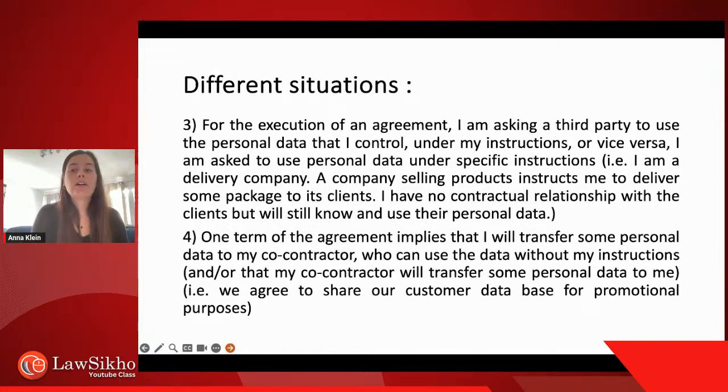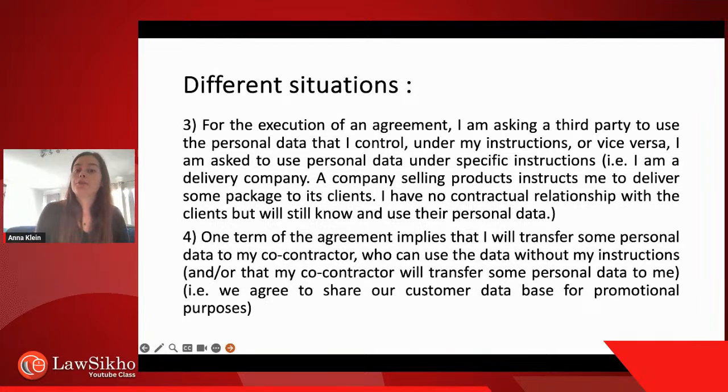For instance, well, here I think I gave the example the other way around. So it goes the same way. I can be asked to use some personal data, even though I have no contractual relationship with the individual whose data I'm currently using. I have no relationship with that person, but someone else who has a relationship with that person asked me to use their data so that I do something.